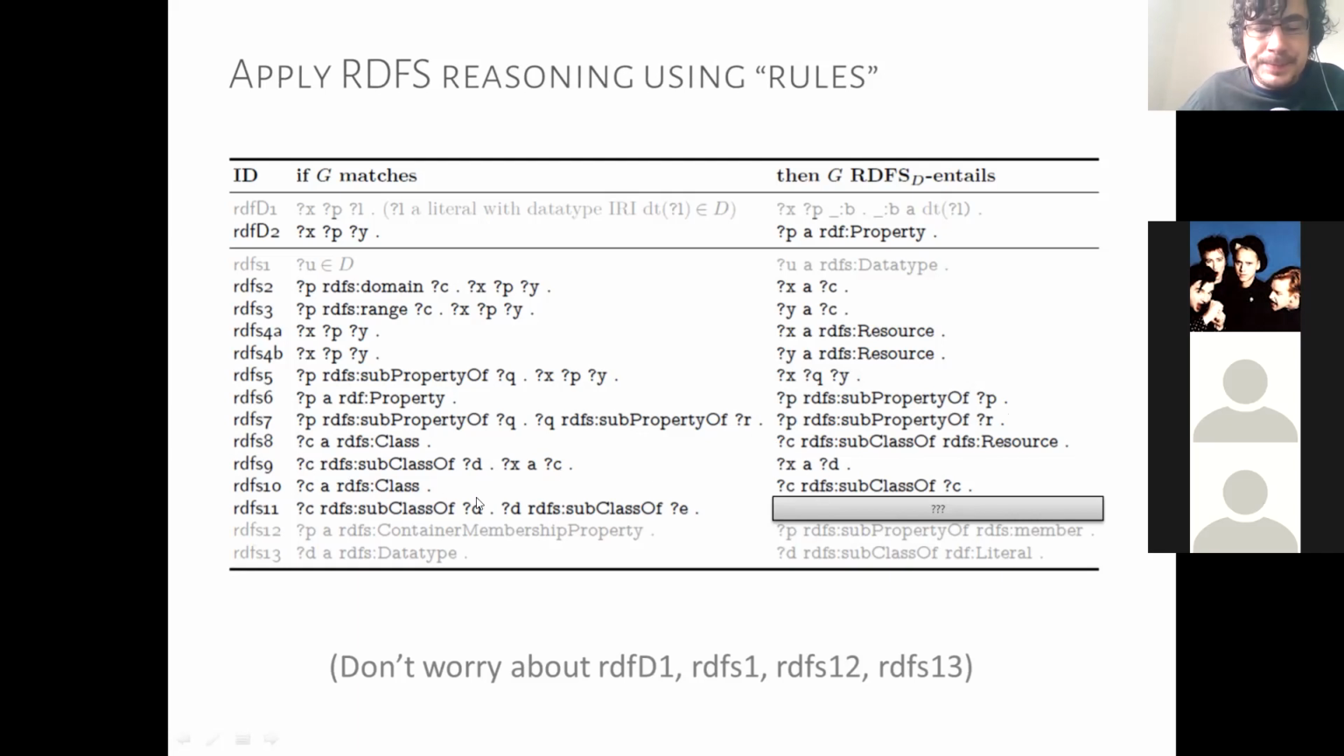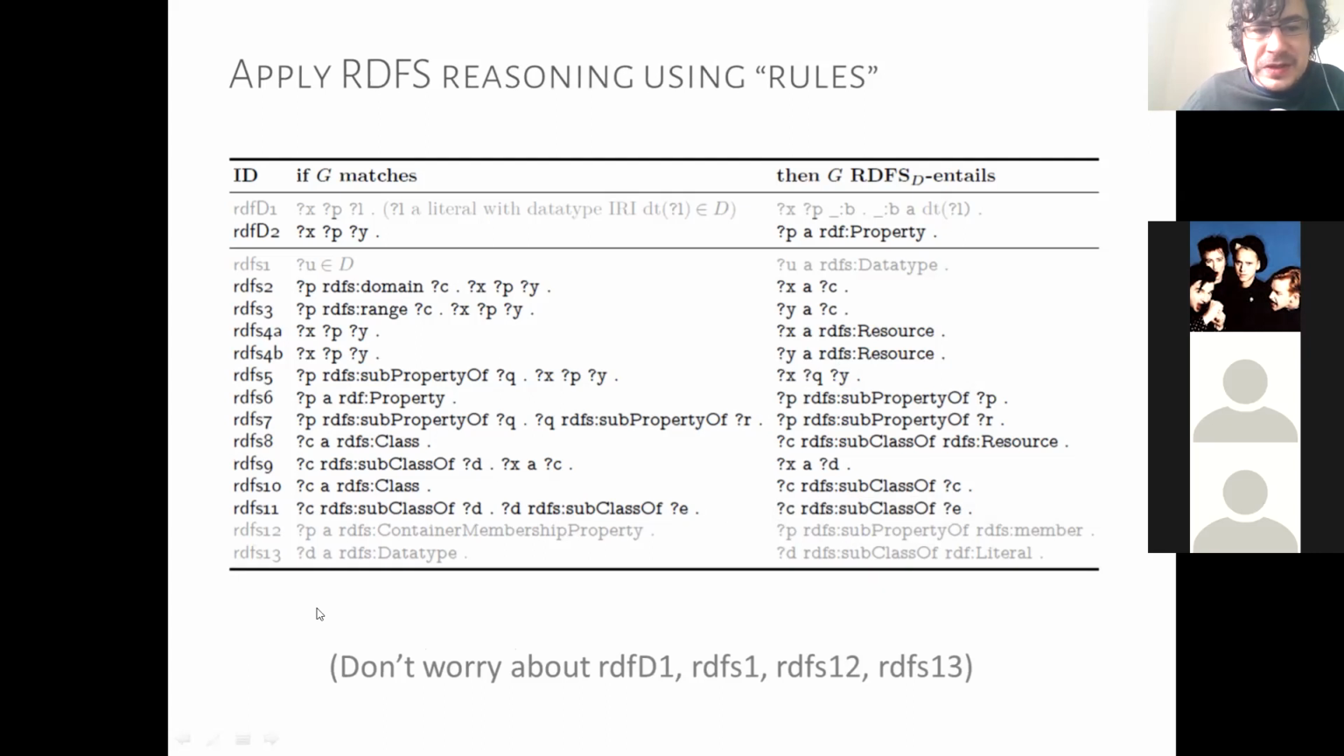If C is a class, then C is a subclass of resource. If C is a subclass of D and X is of type C, then X is of type D. So, for example, if horror movie is a subclass of movie and X is a horror movie, then X is a movie. If something is a class, then it's a subclass of itself. If C is a subclass of D and D is a subclass of E, then through the transitivity of the subclass relation, C will be a subclass of E. So in general, these rules describe all of the conclusions. If we apply these rules recursively, we can get all of the entailments or inferences from RDFS.